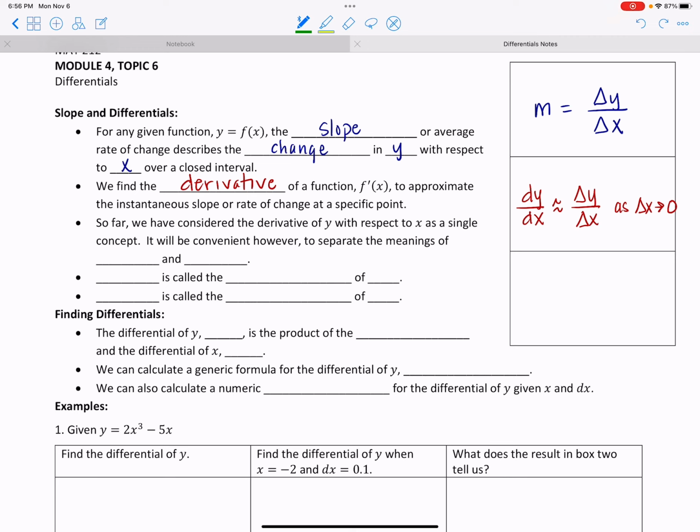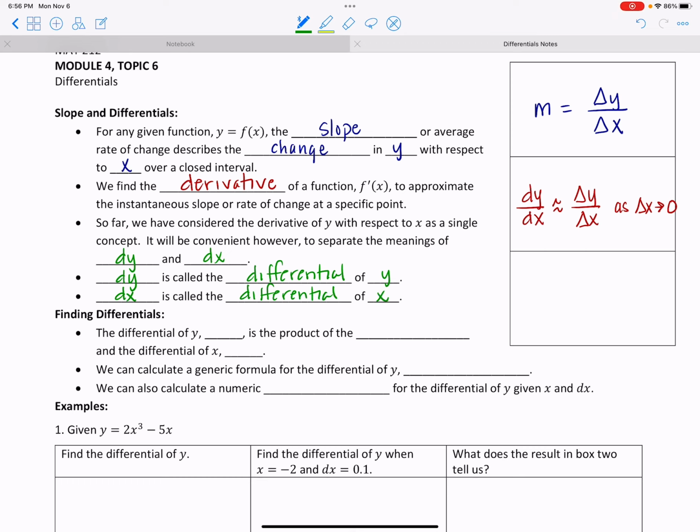Okay. Then so far, everything we've talked about in terms of dy dx, our derivative, has been a single concept. So the derivative of y with respect to x, again, a single concept. However, it's going to be convenient for us at times to separate the meanings of the two pieces. So the dy and the dx are going to be looked at separately in this lesson. And so those dy and dx components of slope, right, those are what we call differentials. So specifically, we say dy is the differential of y, and we say dx is the differential of x.